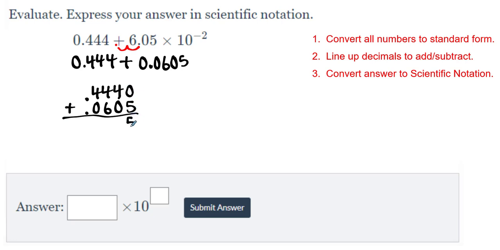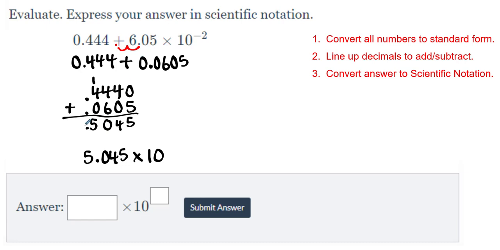0 and 5 is 5. 4 and 0 is 4. 4 and 6 is 10. Regroup the 1. 1 and 4 is 5 plus 0 is just 5. So I have decimal 5045. Now we have to go ahead and put that in scientific notation. So that's going to be 5 decimal 045 times 10 to the power of.